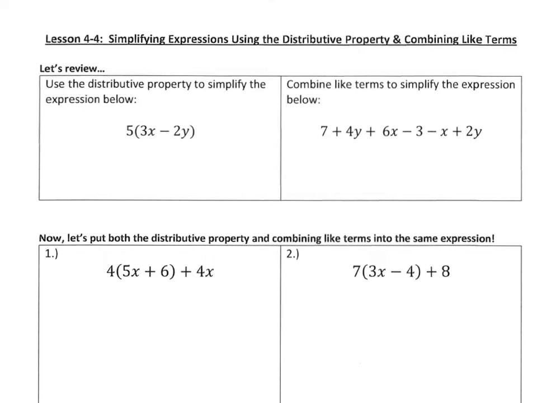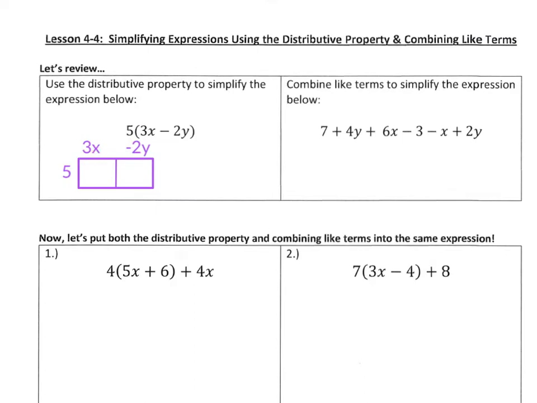Okay, so to review first, how do we use the distributive property to simplify the expressions? Well, I taught you that we're going to use that area model. To set up our area model, remember that we put our monomial, the one term by itself, the 5 here, on one side, and then we have the 3x minus 2y, those go on the top. So to fill in the area models, we're going to multiply.